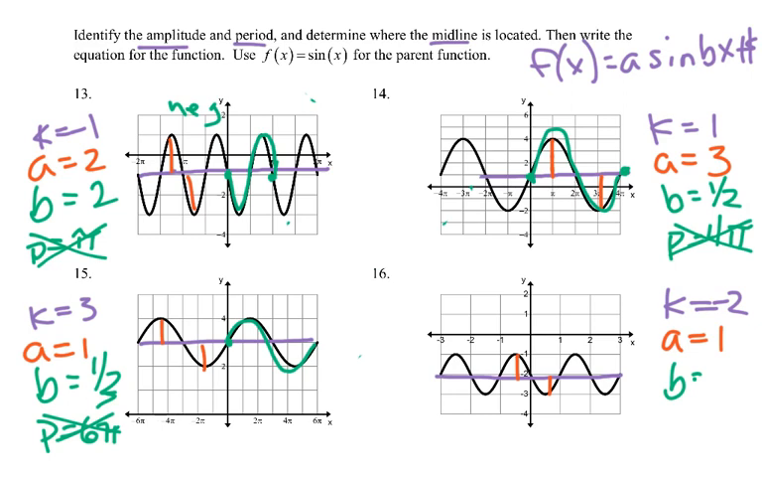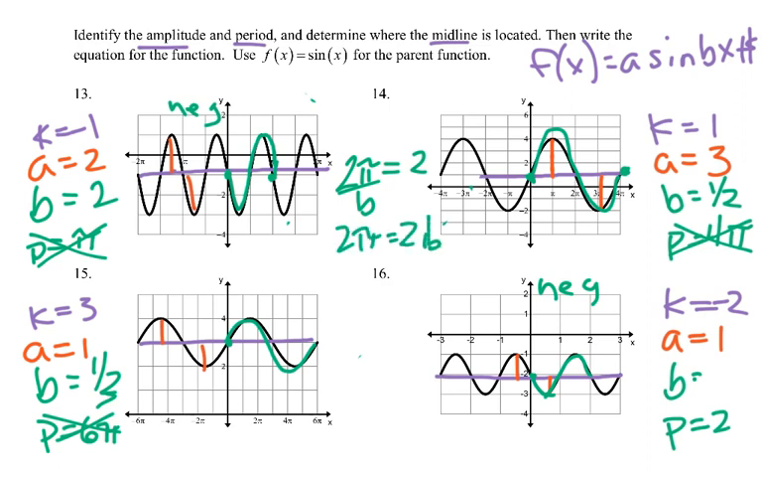And then the last one, another negative one like we said. Go down till we hit there. So that's 2, a period of 2. Now there's no pi here, so 2 pi over b equals 2. So I'd get 2 pi equals 2 times b. Pretty easy to see when I divide by 2 that b equals pi, which is alright for it to be written as a radian.